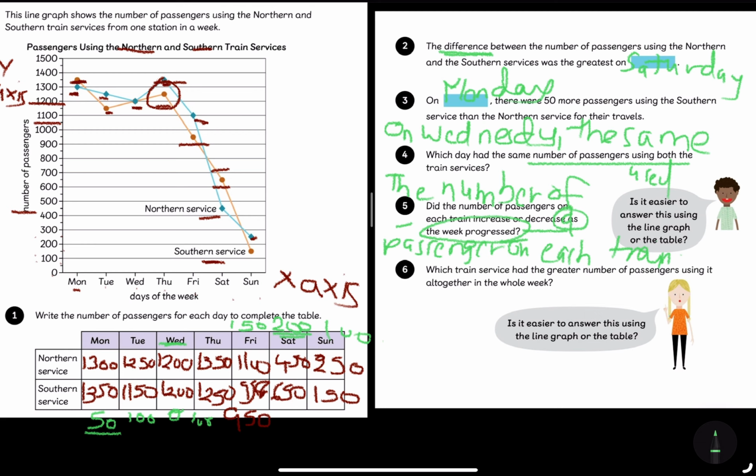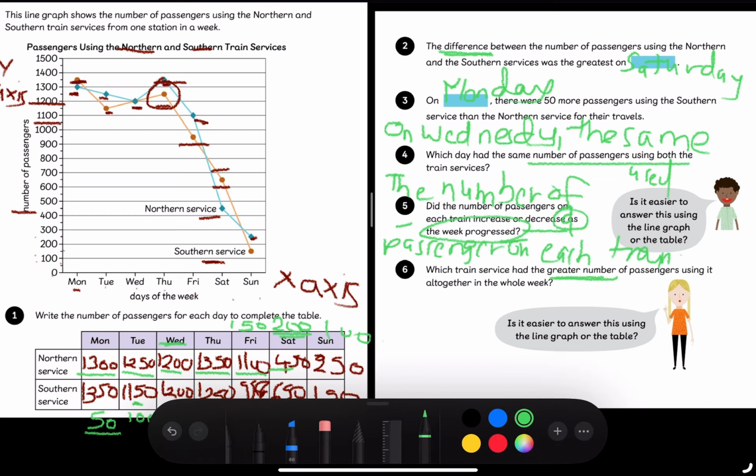The last question is, which train service had the greater number of passengers using it all together in the whole week? It's asking for the greater number of passengers using it all together. If you see here, the hierarchy, this is 1300, 1250. Here there's a decrease, 1200 stagnant. You see it's an increase on Thursday, 1350, but Southern has less. Again, Northern on Friday is 1100 and there's a decrease in Southern. So it's clear that it's the Northern service that more passengers were using, right?